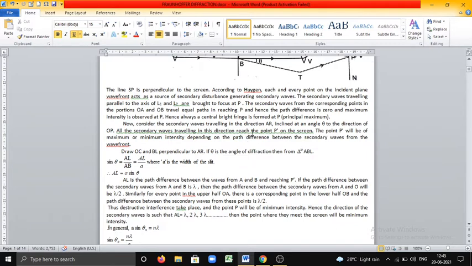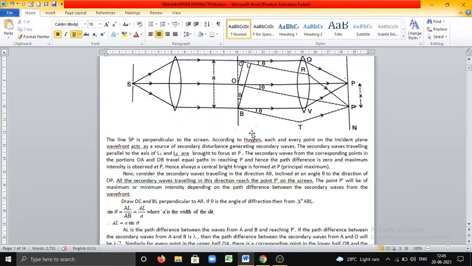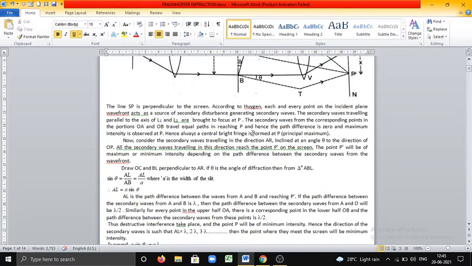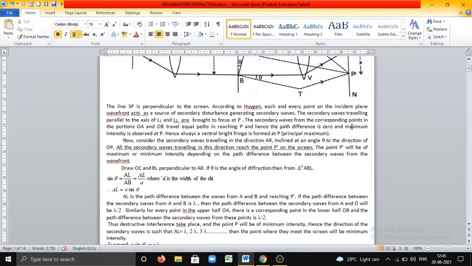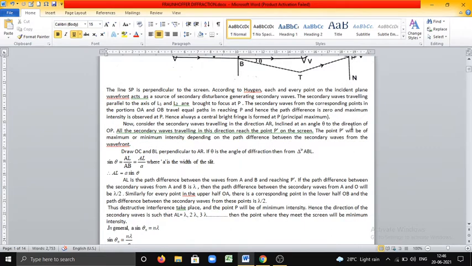Thus, destructive interference takes place and the point P dash will be of minimum intensity. See, when the path difference between A and B is lambda, then at P dash destructive interference takes place and it corresponds to minimum intensity.